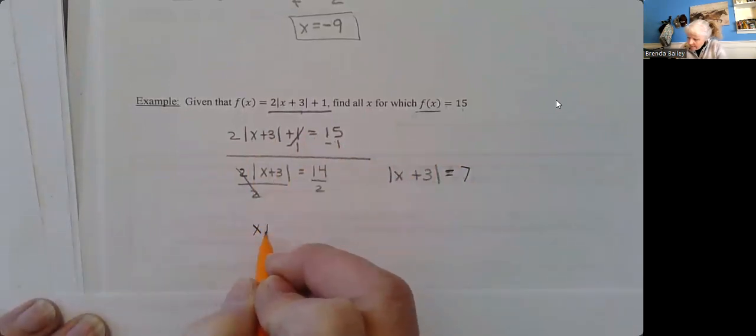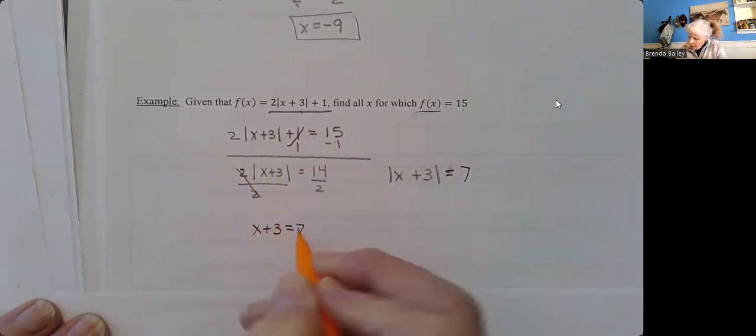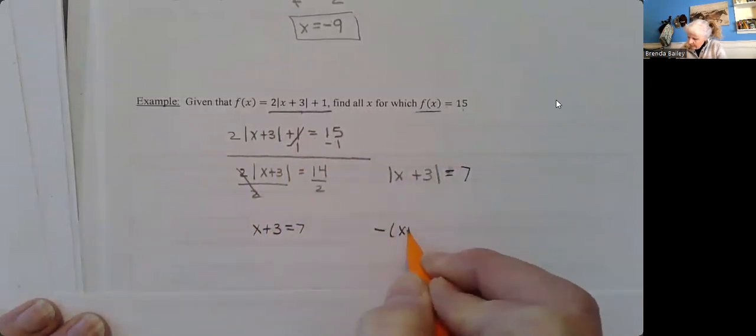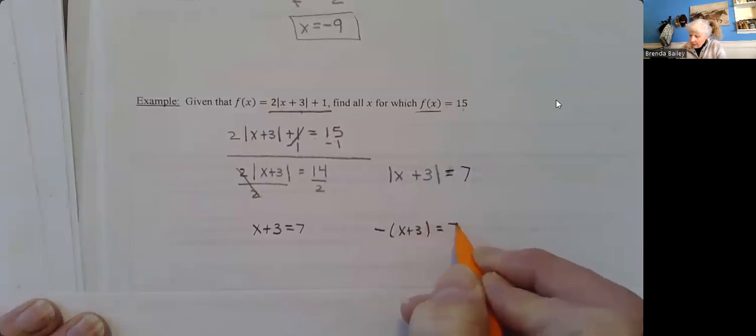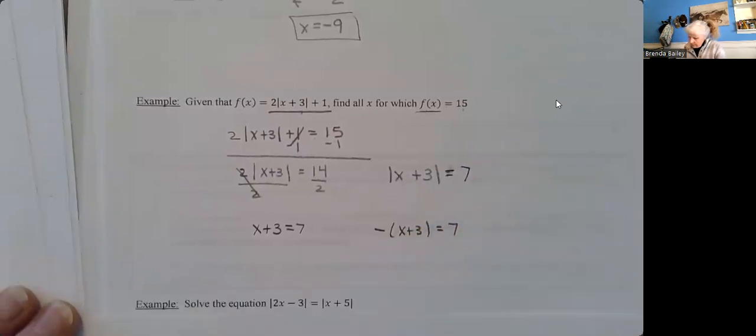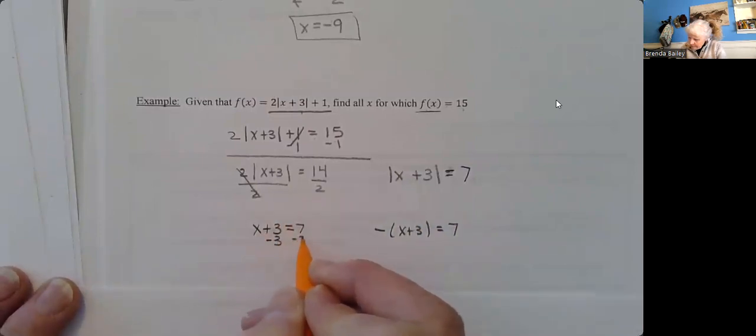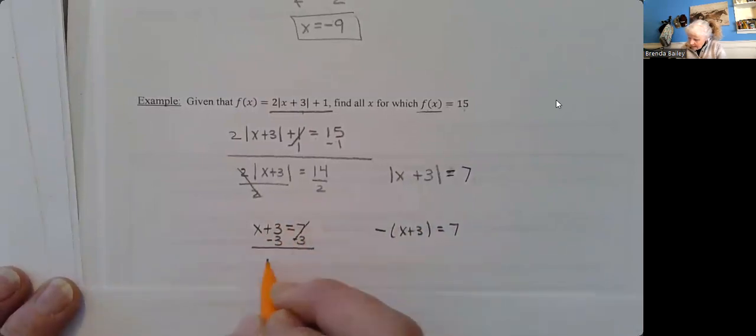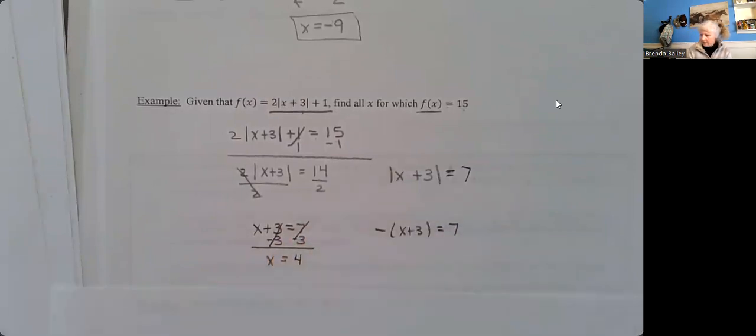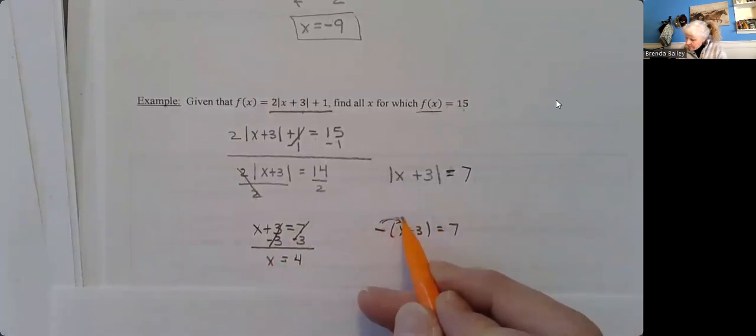What's inside can be positive. What's inside can be negative. And you solve both of those. Am I going to have enough room? Yeah, I think so. Subtract 3. X equals 4. Okay, I crossed that off a little bit too soon. 7 minus 3 is 4. One solution.